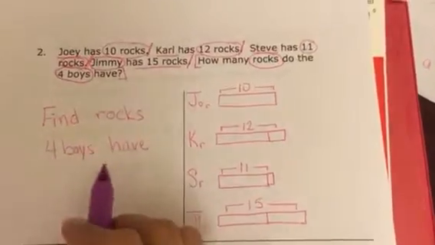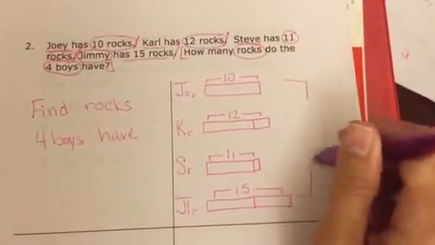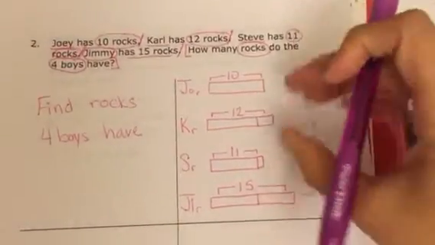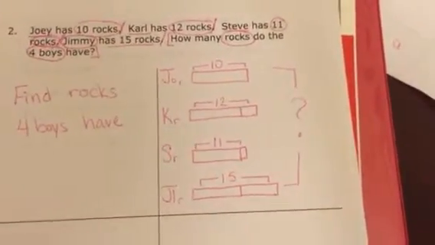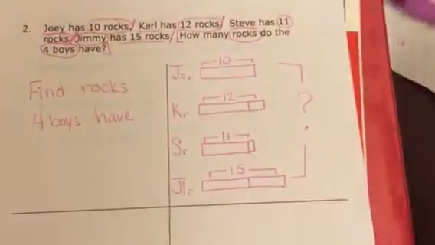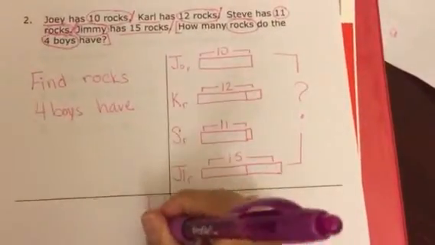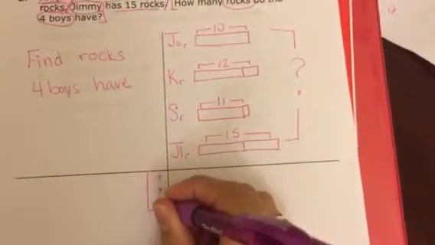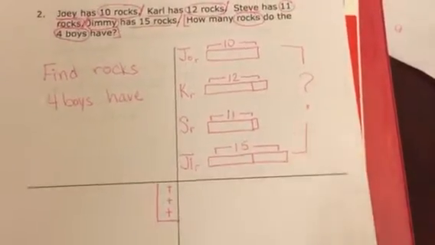And then I'm going to refer back to my main idea, back to my question. Find rocks that the 4 boys have. So all 4 boys have rocks, and I want to know how many do they all have. So I'm going to put all 4 of these numbers together. So this is a multi-step question, and we've been talking about how when we have 4 numbers that we're all putting together, that means we are going to add 3 times. And so in our strategy box, we are going to write plus, plus, plus for the 3 different times we add.